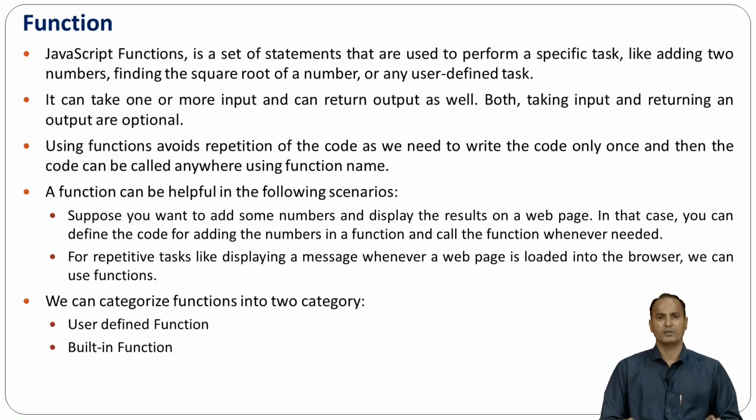So in JavaScript, a function is a set of statements, as we discussed, that are used to perform a specific task, like adding two numbers, finding the square root of a number, or any user defined task. It can take one or more inputs and can return output as well. Both taking input and returning an output are optional. Okay, it's not compulsory. Using functions avoids repetition of the code, as we need to write the code only once, and then the code can be called anywhere using the function name.